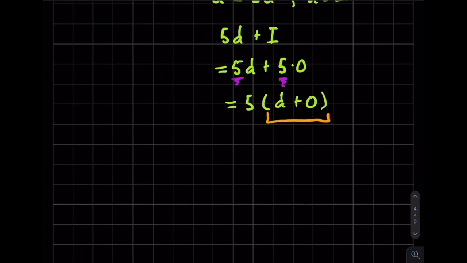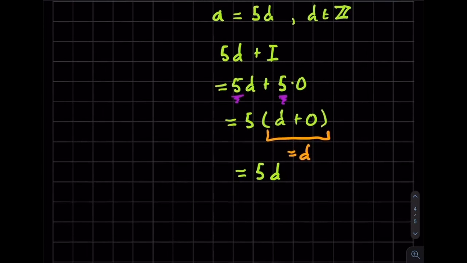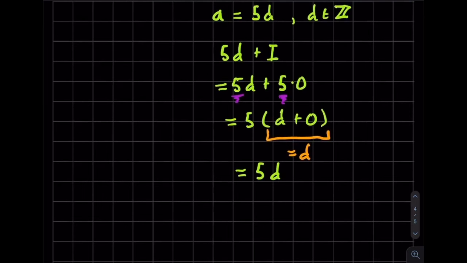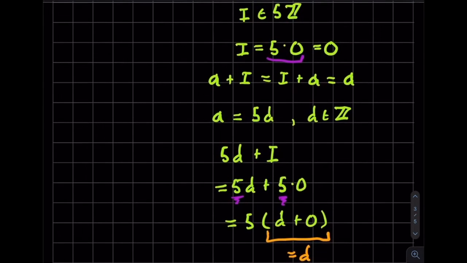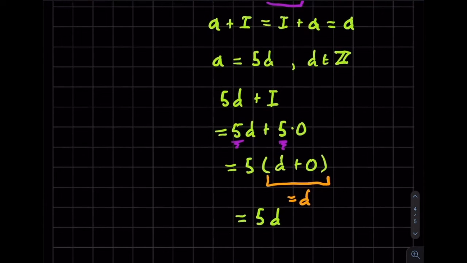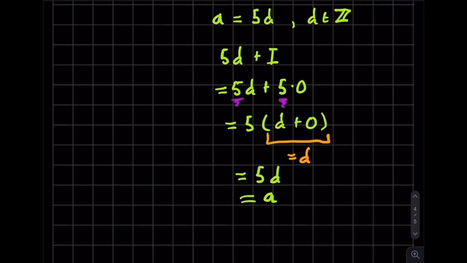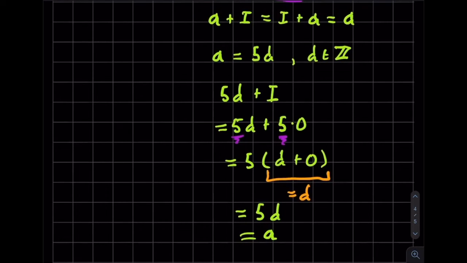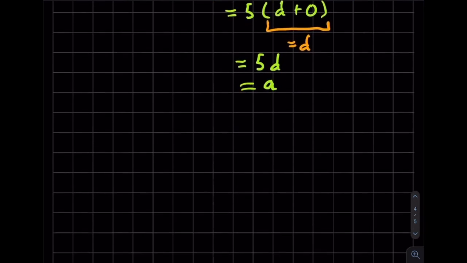And then in orange here, what I'll do is I'll show now D plus 0. We know that 0 is the identity of the integers, and so what we can say here is this is really equal to D, because we know this about the integers. And that allows me to say that this is equal to 5D. Okay, so that's part of it. Now we have a little bit more to do here, because we want to show not only that this 5D plus I, or this A plus I, equals A, we also want to show that it's equal to adding it in the opposite order, or flipping the A and the I. So here's what we'll do there.